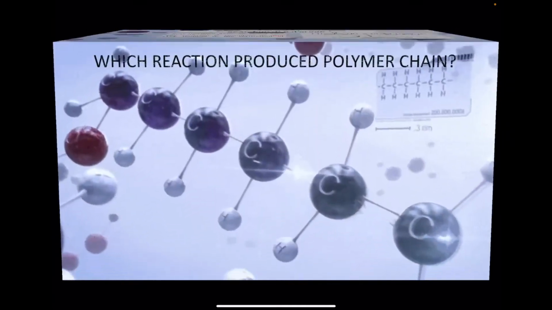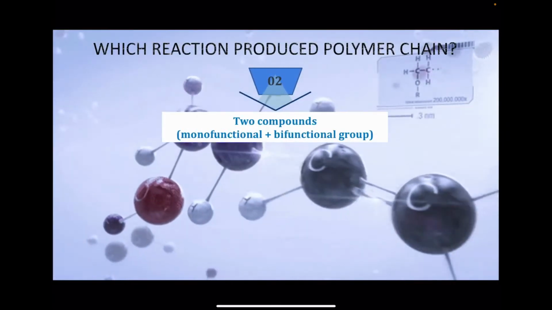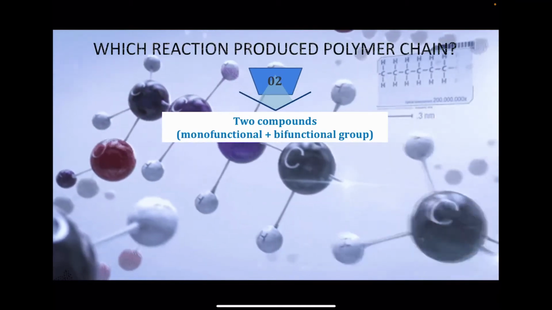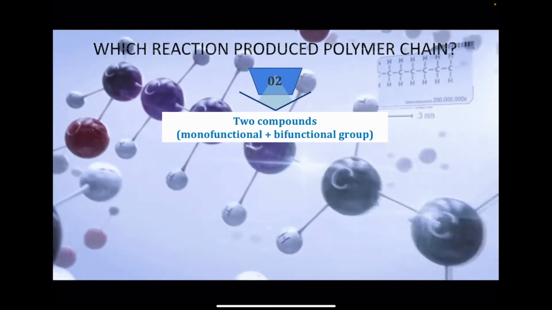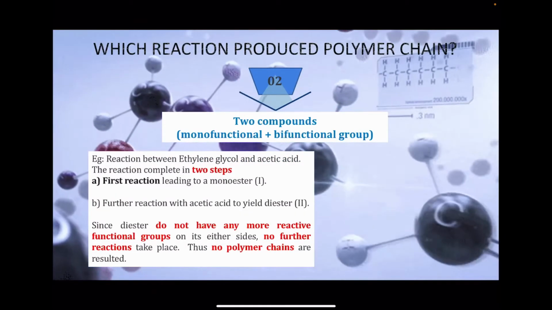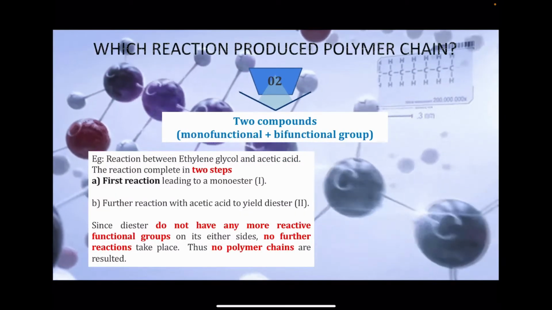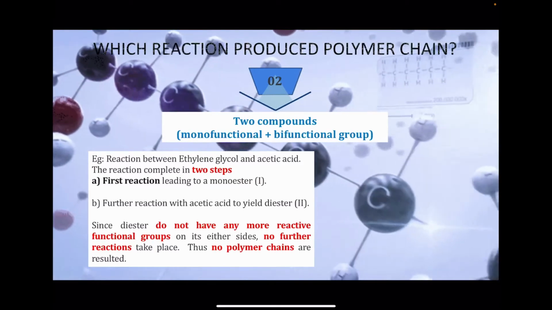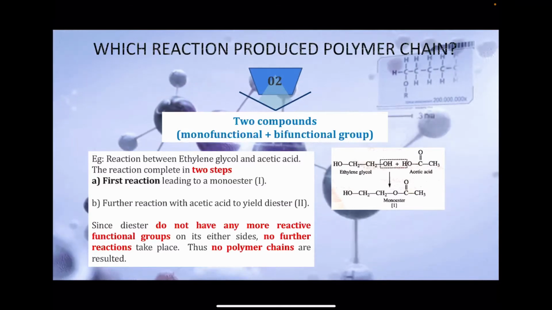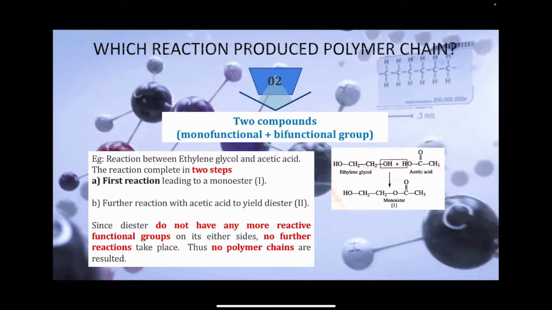The second one is the reaction between a compound that contains a monofunctional group and another compound that contains a bifunctional group. For example, the reaction between ethylene glycol and acetic acid. The reaction is complete in two steps. The first reaction leads to the formation of a monoester.